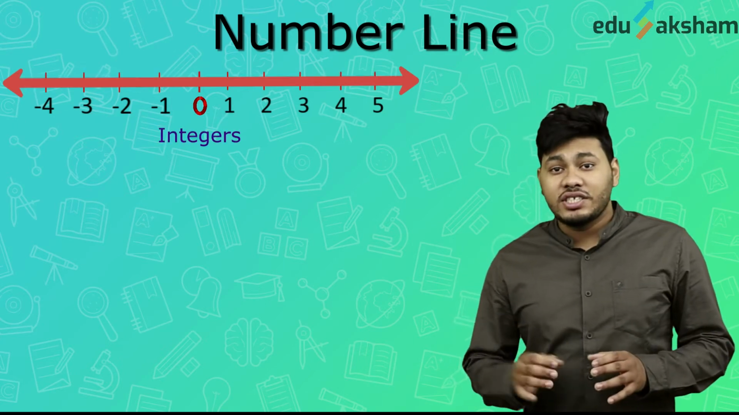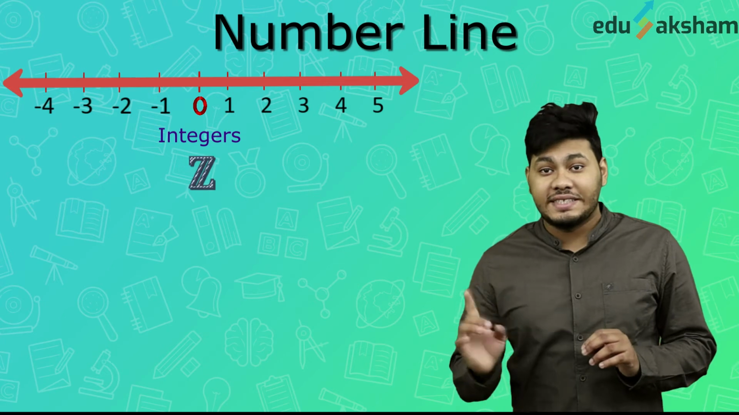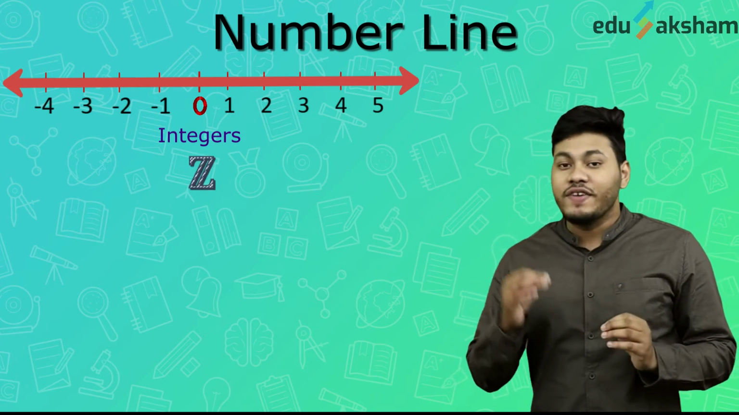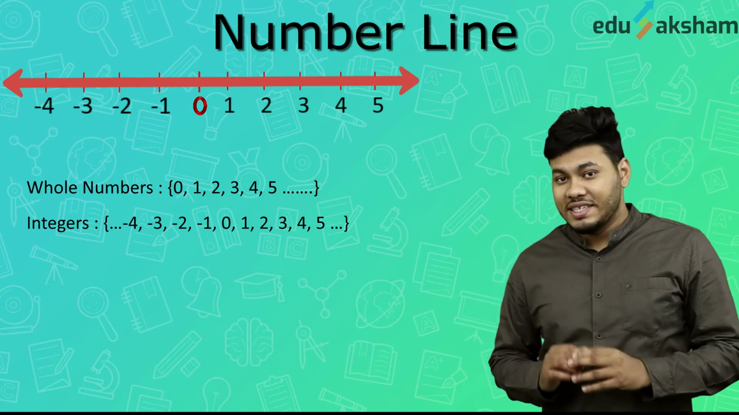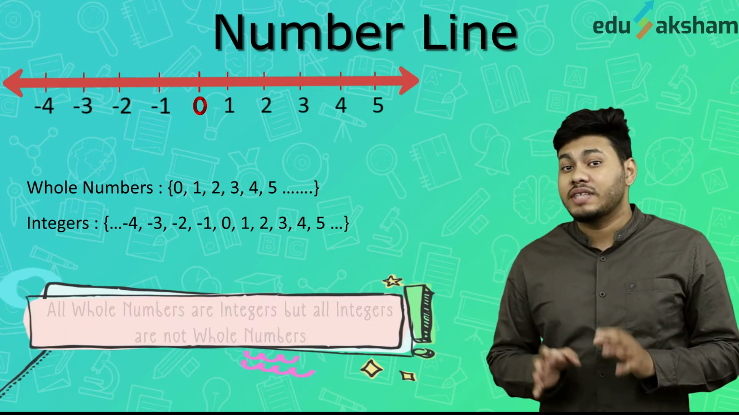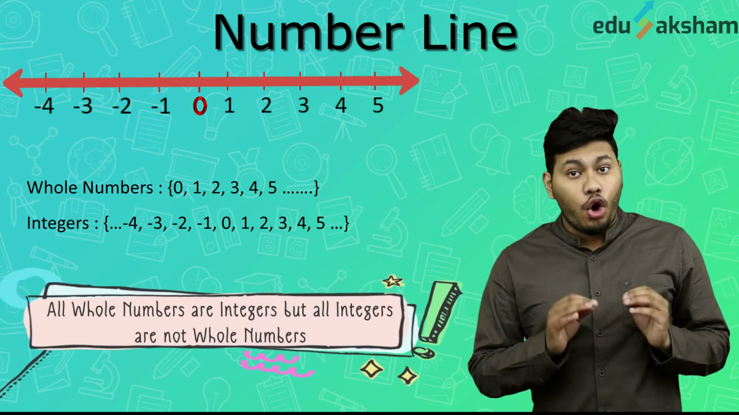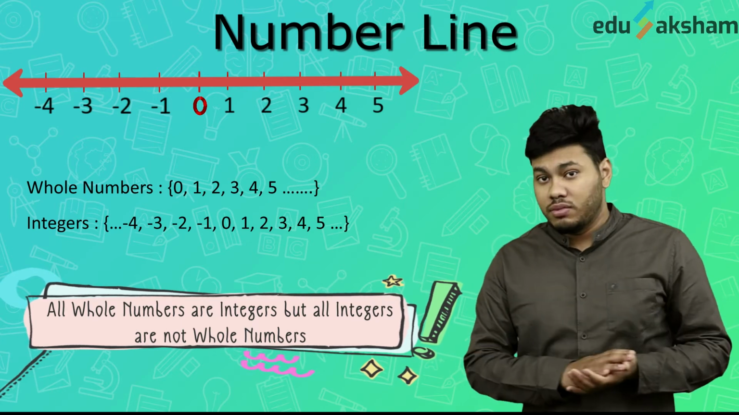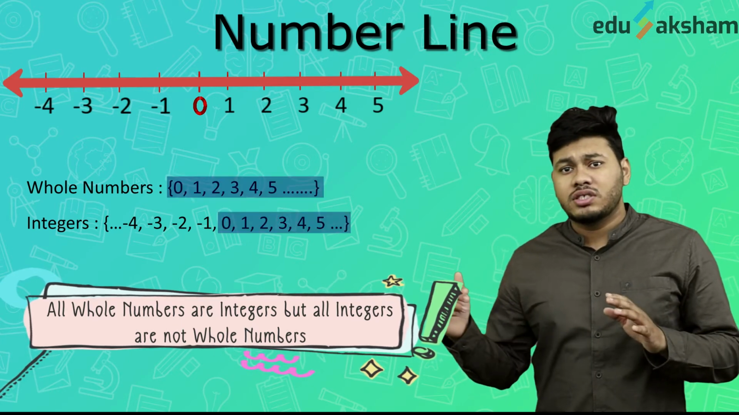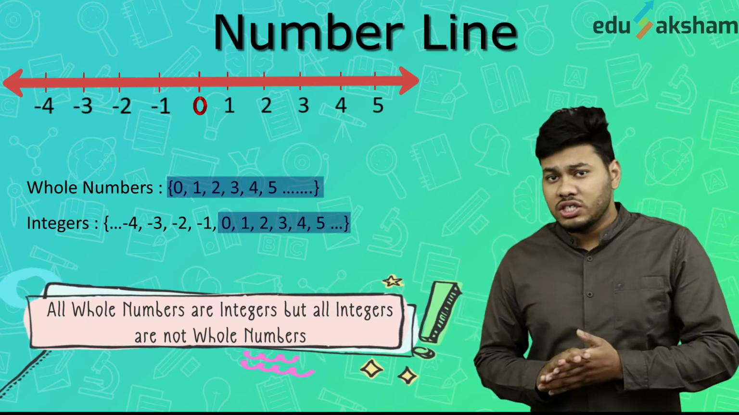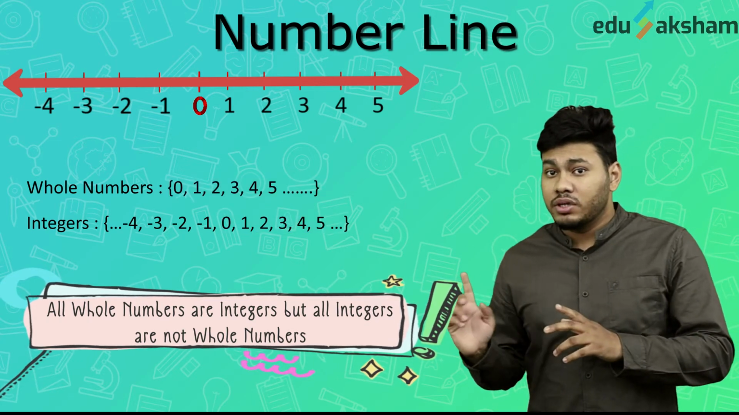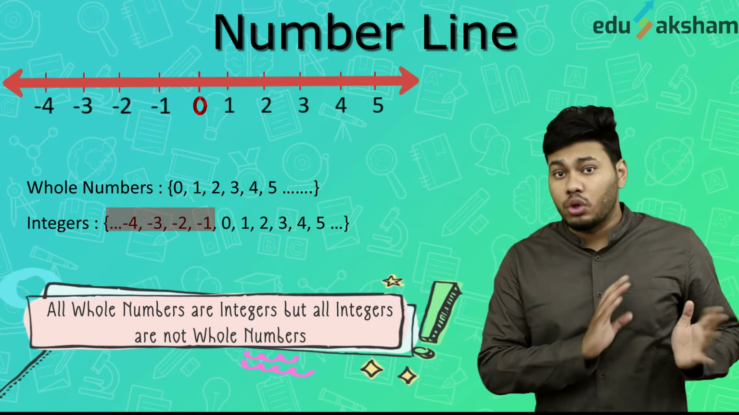The set of integers is represented by the symbol Z. So now if we compare the set of whole numbers and integers, what we can see is that all whole numbers are integers, but all integers are not whole numbers. This is because the whole numbers starting from 0, 1, 2, 3, 4 and so on, they are also integers, but the negative numbers which are integers, they are not whole numbers.